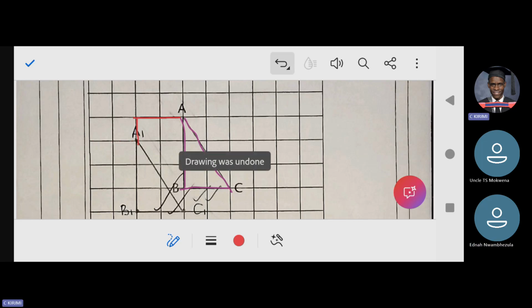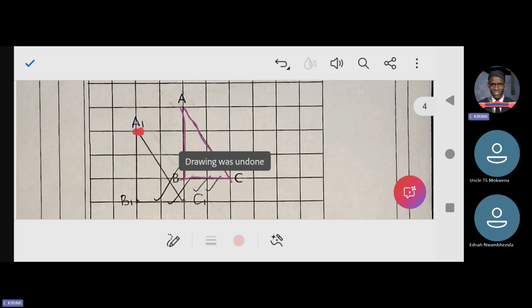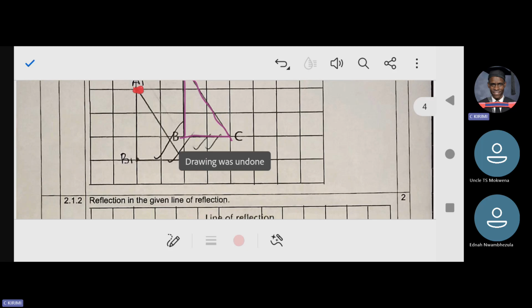So now we have our A. The A image is here now. You put a dot, you mark it. Then you go to B, you do the same. The original B is this one. To the left 1, 2, then down 1. You mark that point. You call it image of B.